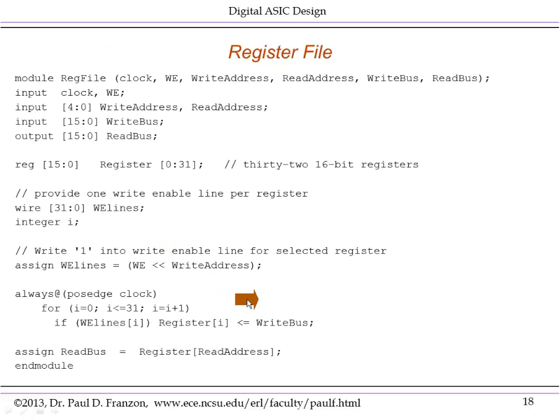Here is the actual write. Again, because we have an array, we're going to use a for loop to decide which to write to. We go through the for loop. If W lines is high for that particular register, then we're going to write to that register from the write bus on the POS clock event. This is a register file of flip-flops.